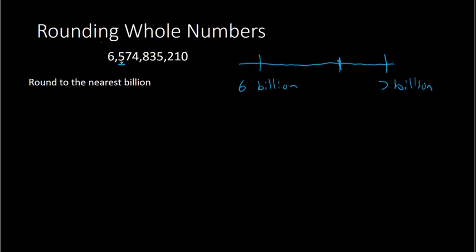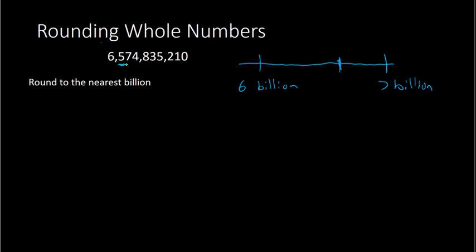What I do is I look at the place before that, which in this case would be 100 million. So to know if it's closer to 6 or 7, I look at this number, and if this number is 5 or bigger, so 5, 6, 7, 8, or 9, I'm going to round it up, meaning it's going to be closer to the number after. So in this particular case, rounding to the nearest billion, it's going to round to 7 billion. It's closer to 7 billion than to 6 billion.